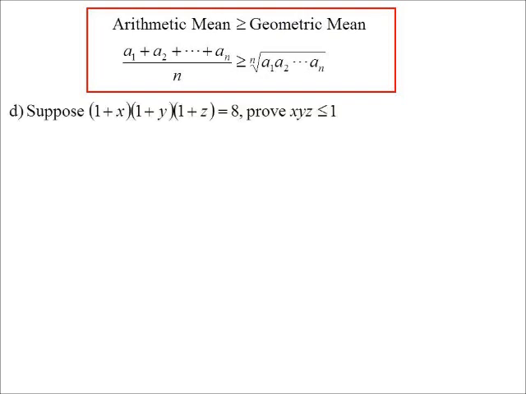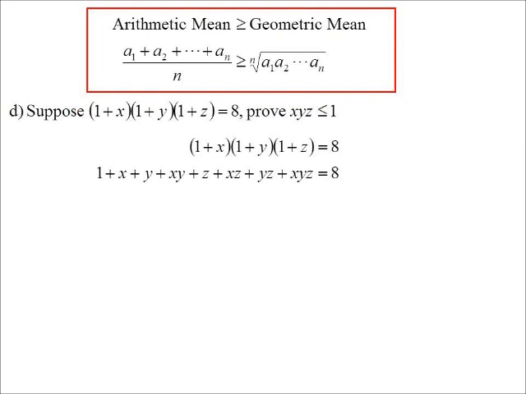Okay, so let's go to part D of this question now. Suppose that (1 + x)(1 + y)(1 + z) is 8. We're going to prove xyz is less than or equal to 1. I'm going to do it two ways. The first way you're going to love. Watch this. Now if I was to expand out (1 + x)(1 + y)(1 + z), you get this beautiful expression here.